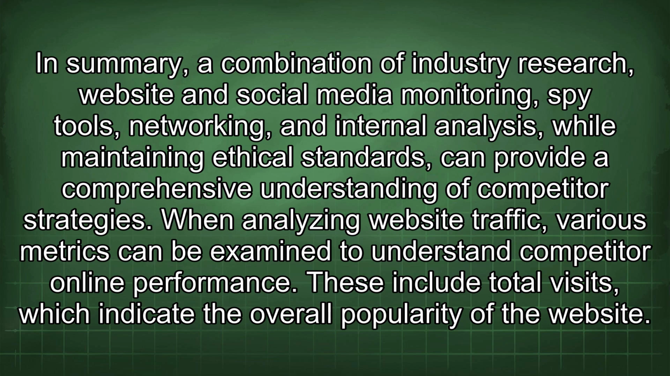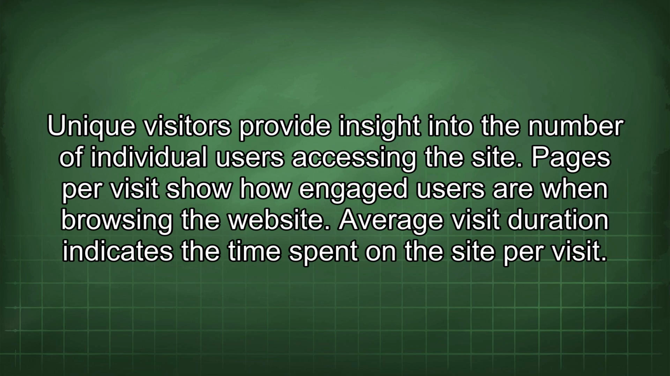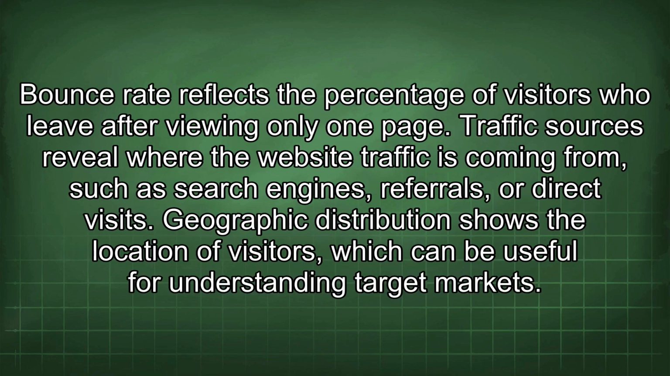When analyzing website traffic, various metrics can be examined to understand competitor online performance. These include total visits, which indicate the overall popularity of the website. Unique visitors provide insight into the number of individual users accessing the site. Pages per visit show how engaged users are when browsing the website. Average visit duration indicates the time spent on the site per visit. Bounce rate reflects the percentage of visitors who leave after viewing only one page.